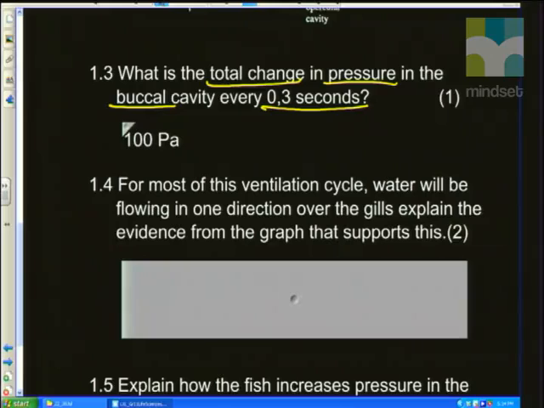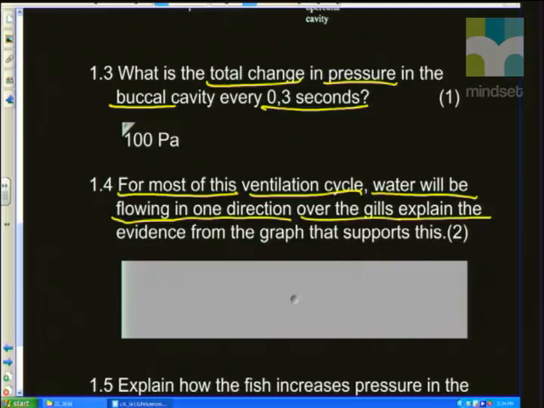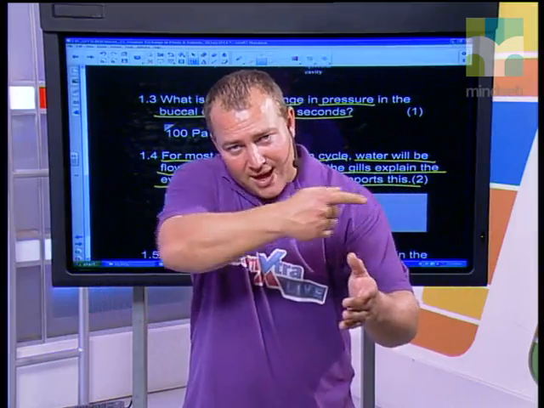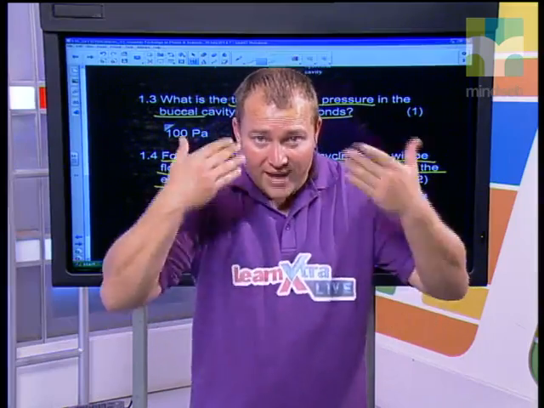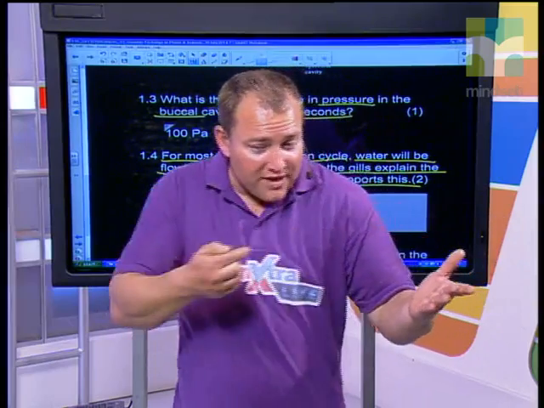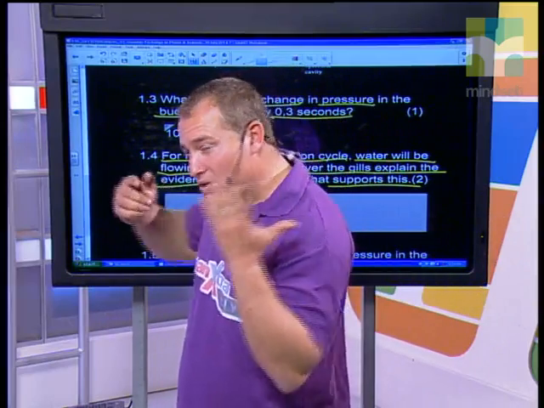Right, next one. For most of this ventilation cycle, water will be flowing in one direction. It comes in one direction, over the gills. Explain with evidence from the graph to support your answer. So now, what they want to know is, water is going to move in one direction. Is it going to move in the mouth, over the gills, back out the mouth? Is that one way? No, that's in the mouth and out the mouth. It's not like we breathe. That's two ways. With fish, it goes in the mouth, over the gills, out of the gills, at the back. Those slits there at the back.